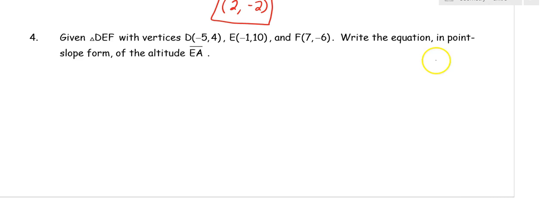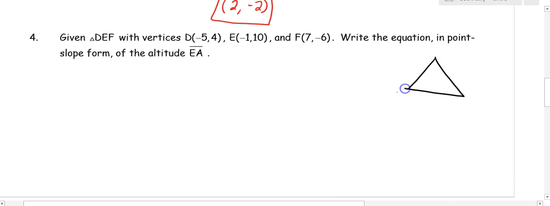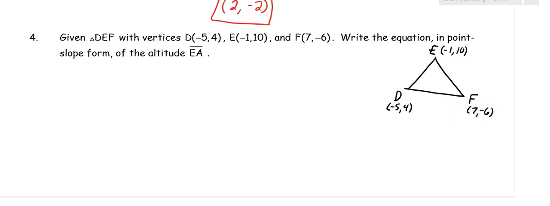So in number 4, we are given 3 points of a triangle, D, E, and F. So we're going to label the points on our graph. D is at negative 5, 4, E is at negative 1, 10, and F is at 7, negative 6. So we want the altitude of EA. The altitude is going from E to a point A and is making a right angle with that side.